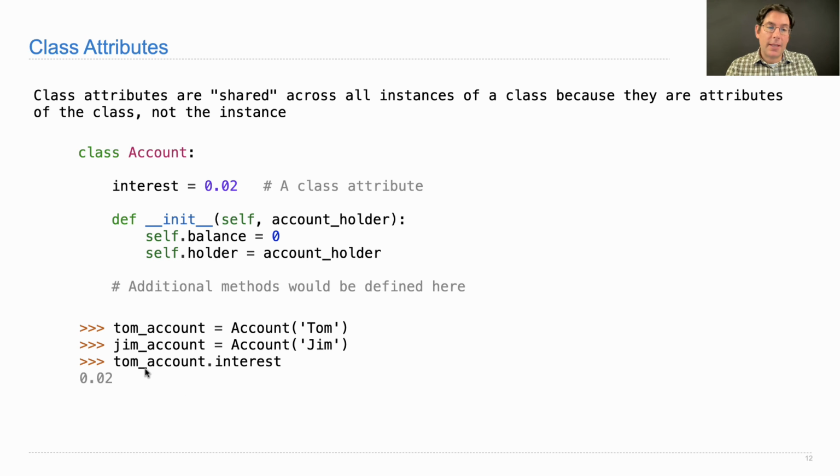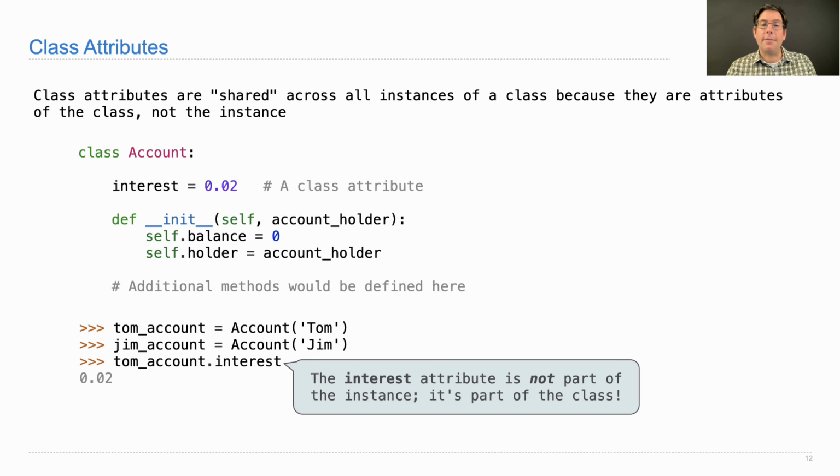The fact that it's a class attribute is not really apparent when you access it. It just looks like it's an attribute of TomAccount. And it is an attribute of TomAccount, but it's a class attribute, meaning the same value is held for every instance of the class. It's important that the interest attribute is not part of the instance, it's part of the class. It's just the lookup procedure that gave us access to it, even though it was part of the class. As a result, Jim account has the same interest rate.